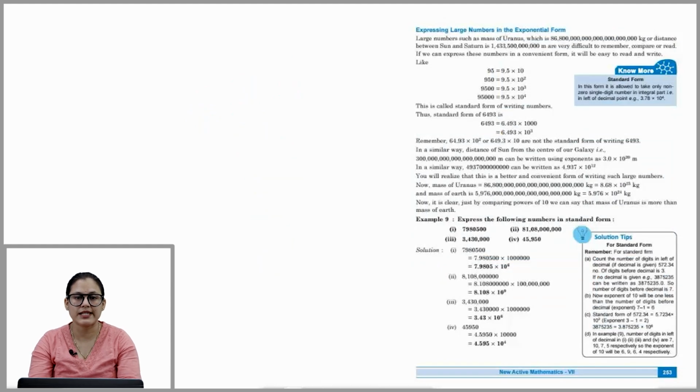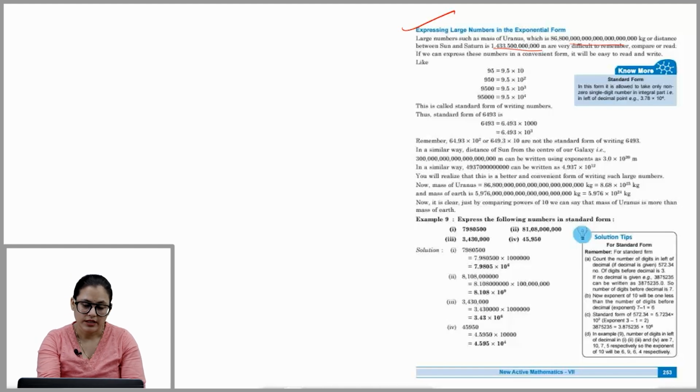Expressing large numbers in the exponential form. Large numbers such as the mass of Uranus, which is this many kilograms, or the distance between Sun and Saturn, which is this many meters, are very difficult to remember, compare or write. If we can express these numbers in a convenient form, it will be easy to read and write.